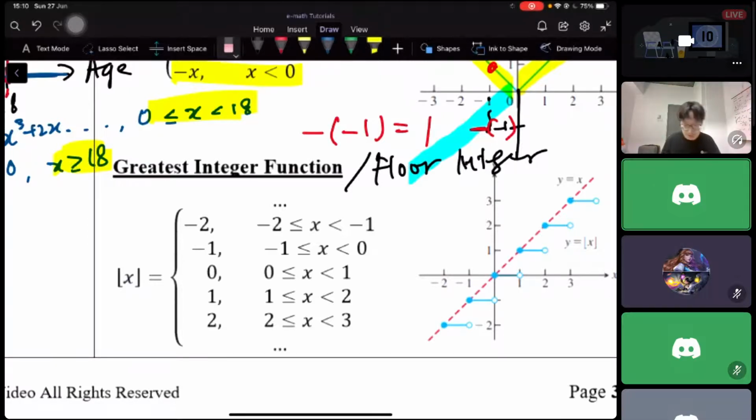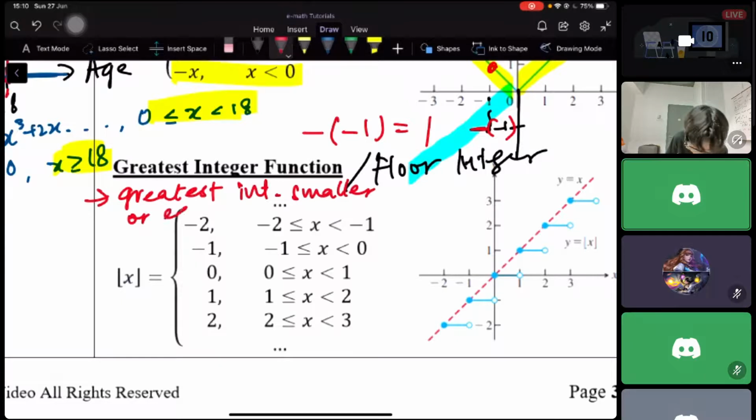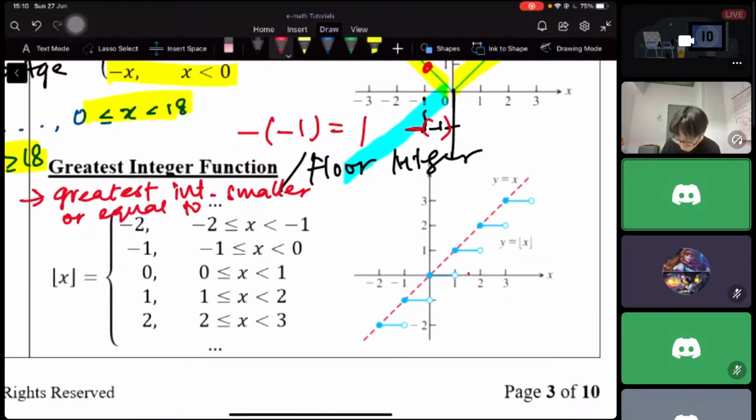Okay, the meaning of greatest integer function means it is the greatest integer smaller or equal to. Meaning, let's say I have 1.5 here, I will go to the greatest integer smaller or equal to 1.5. Again, you know what is an integer, right? -1, -2, -3, 1, 2, 3, okay? The greatest integer smaller or equal to 1.5 is 1.